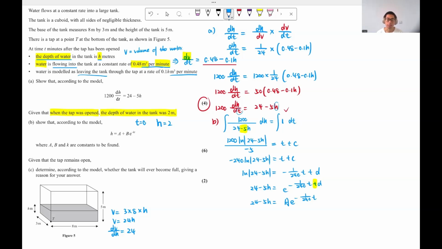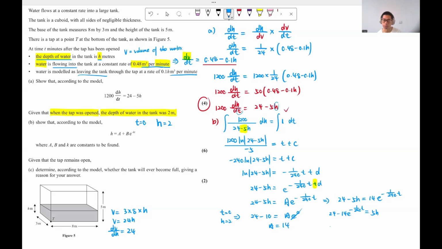Now I think it's easier if we use the condition. So when t equal to 0, h equal to 2, substitute in. So that would be 24 minus 5h, which is 10, equal to A times e to the power of anything times 0, which is 0. So e to the power of 0 is 1, so A is just equal to 14. Therefore, the equation will now become 24 minus 5h equal to 14 e to the power negative 1 over 240t.